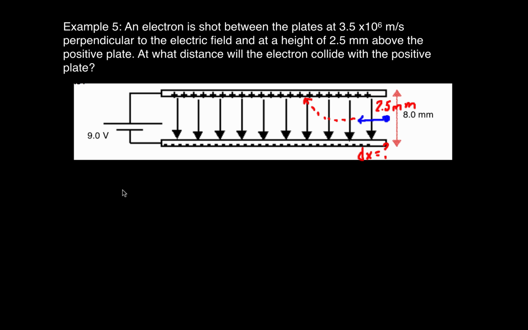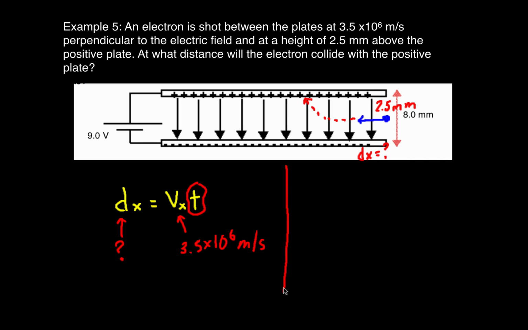Now we're looking for the distance in the x direction along the plate that the electron collides. Since dx equals the velocity in the x direction times t, and we need to find dx, we know Vx, which is 3.5 times 10 to the 6 meters per second. In order to solve for dx, we need t. To find t, we look at the y direction, because once you have t in the y direction, you know that you can use it in the x direction. Since we have the acceleration in the y direction, we can use one of the uniform acceleration equations to find t.